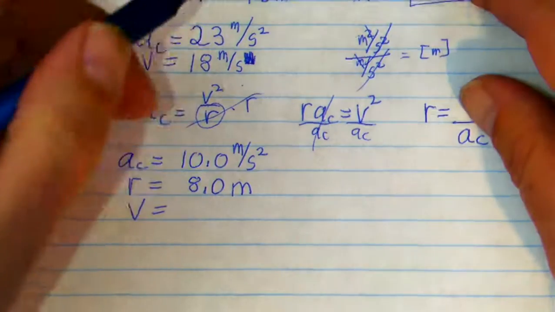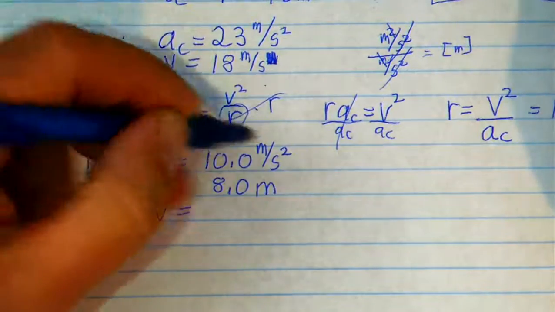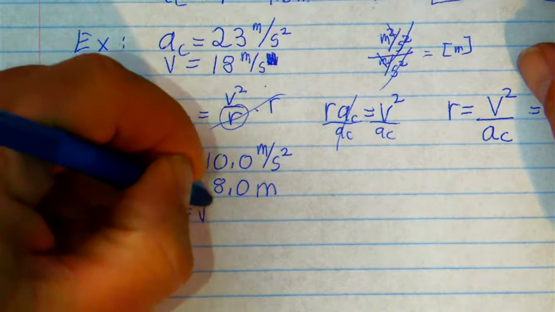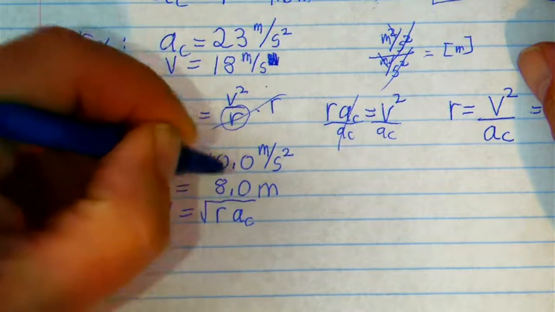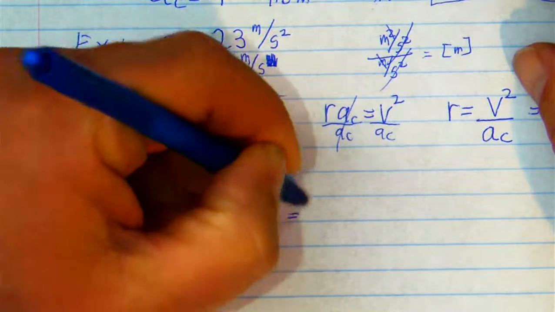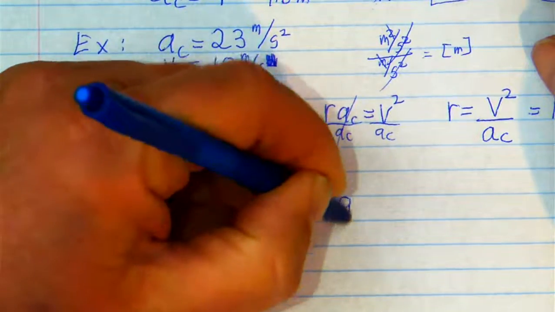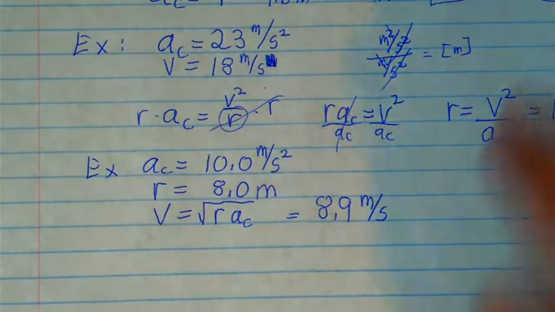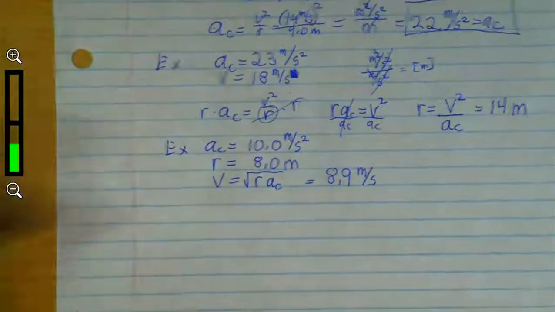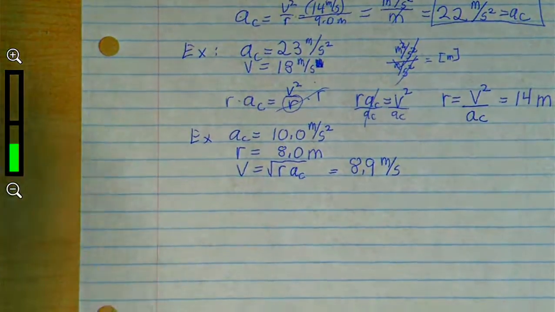Okay, so this time you had to rearrange for v, which meant taking the square root of r times the centripetal acceleration. And the students worked out it is 8.9 meters per second. Great. Well, it's occurred to me I can give you one more example.